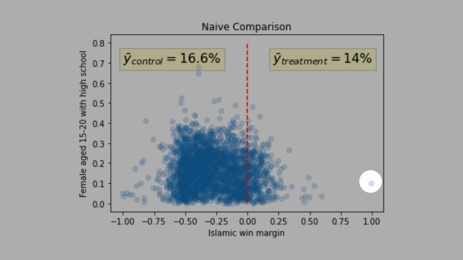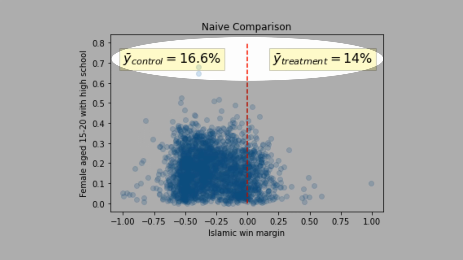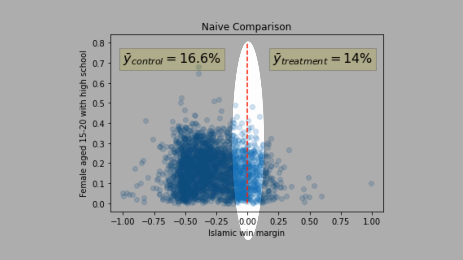It is not fair to compare a municipality where the Islamic party won by 100% with a municipality where the Islamic party lost by 100%. The municipalities governed by the Islamic party are more likely to be rural and poor than the municipalities governed by the secular party. This difference here might be driven by poverty and not religion. The fair comparison is to compare the municipalities around the cutoff 0, because around this cutoff, the municipalities are likely to be equal. Barely winning or losing is like a random process, like flipping a coin.